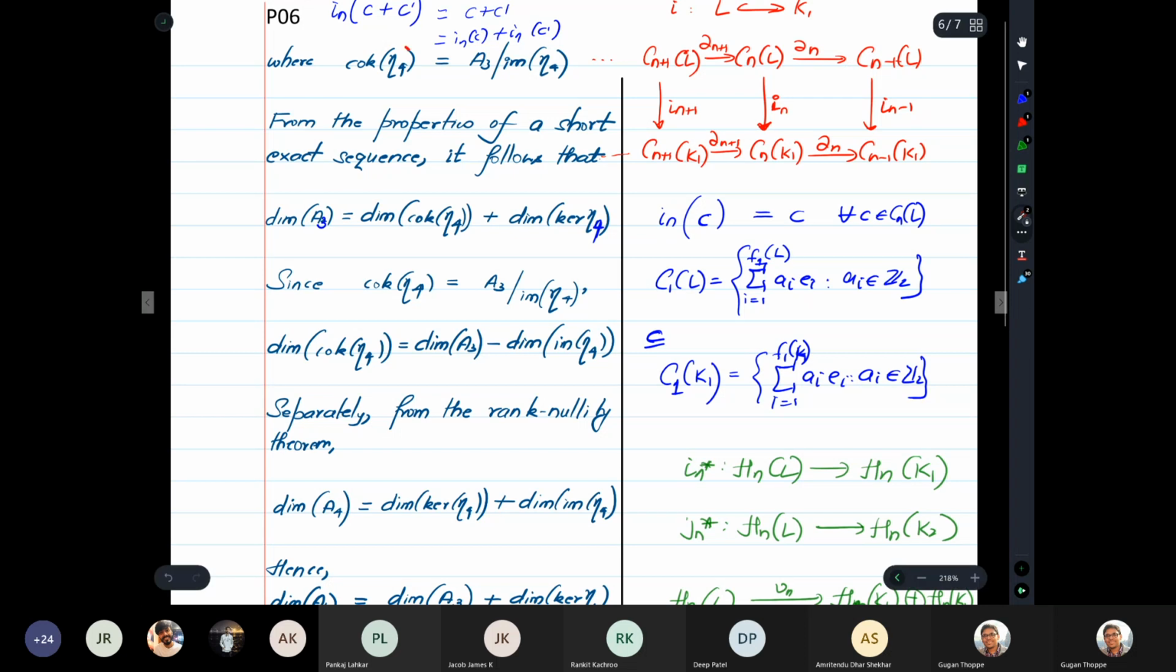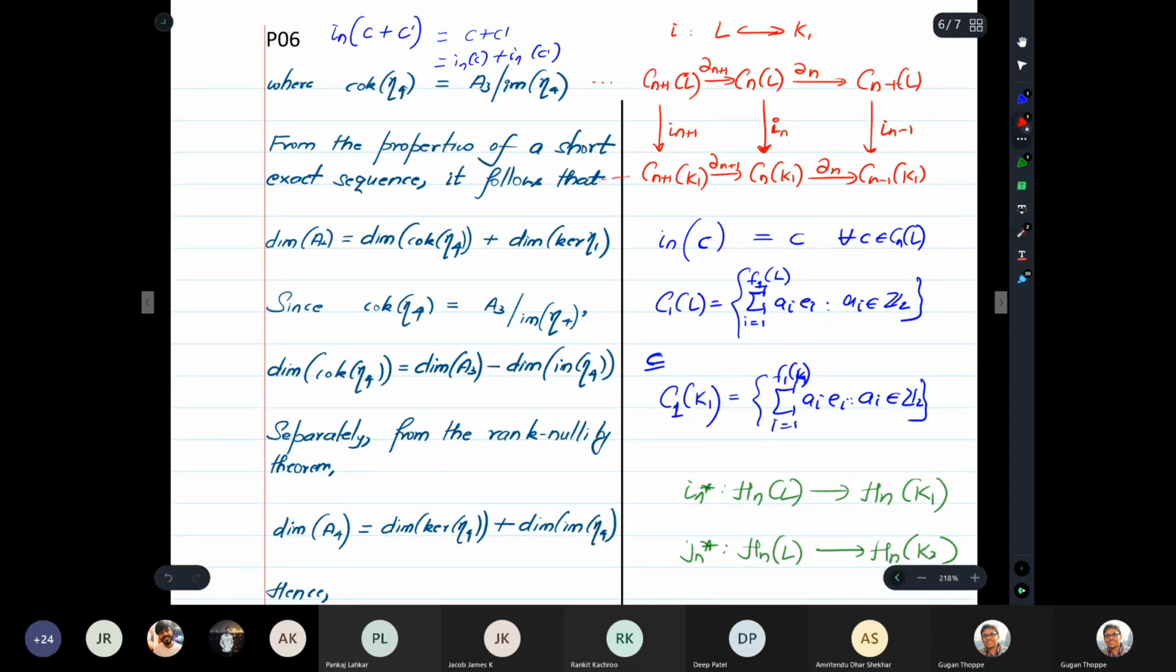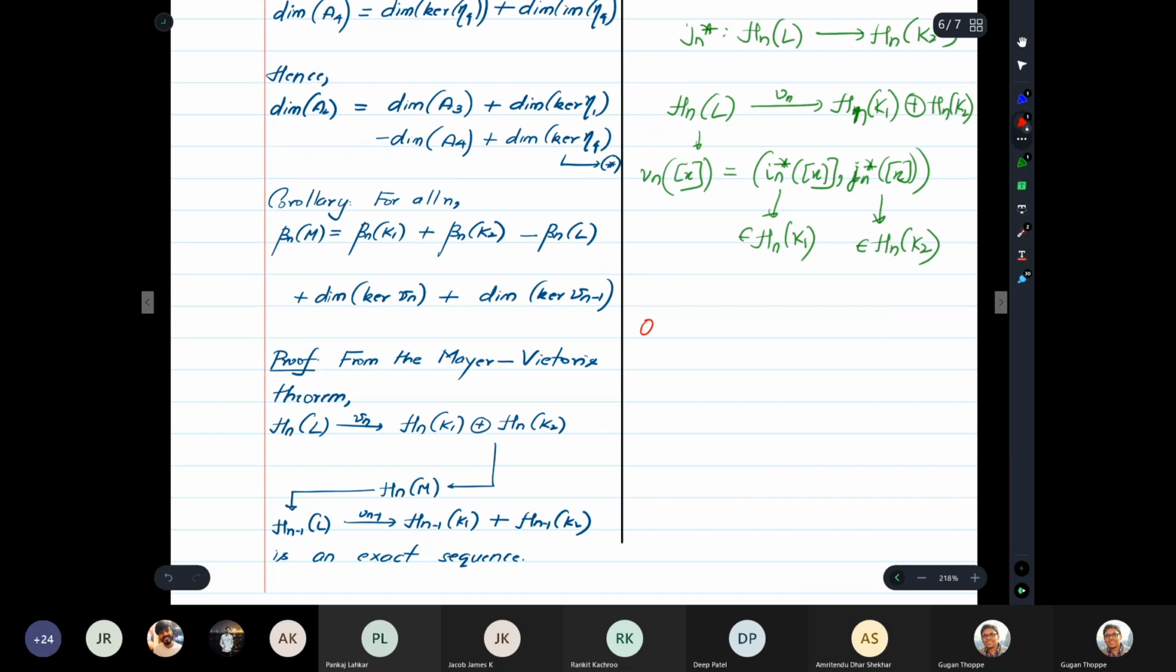That's it. So the dimension of the co-kernel of eta 4 must equal the dimension of A3 minus the dimension of kernel of eta 4. What have I written? I think I made some mistakes over here. Okay, I think I should do this properly. So let's do this properly. Okay, I think the statement follows in this fashion.